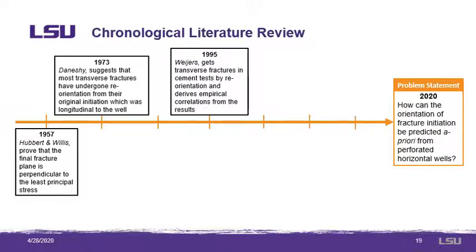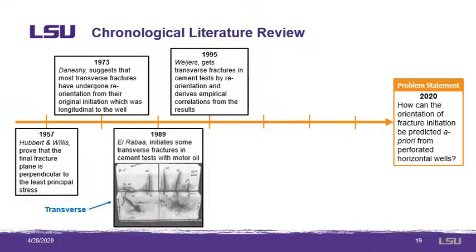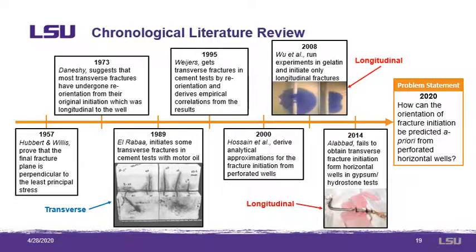This led them to start believing that this could be a universal fact about horizontal wells. However, in 1989, El Raba proved them wrong because he managed to achieve transverse fracture initiation in his high-stress cement block experiments, using motor oil as the fracturing fluid. This brings us to today, 2020.